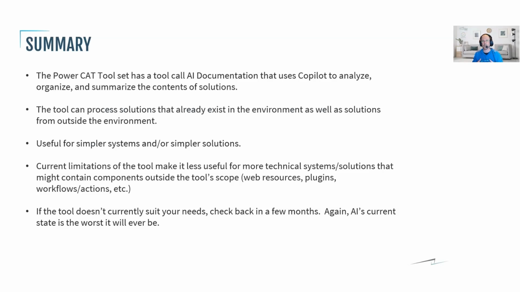It's never going to be 100%. AI is never going to get you 100% of the way there, and you probably don't want it to be. But if it gets you 70% of the way there, that's 70% of your time that you saved in that particular task. So that's incredibly useful for me and you, I'm sure, as you've got more things on your plate than hours in the day, right? So any time that you can save, anything that you can do more efficiently is always a benefit, right? So it can process solutions that already exist in the environment, as well as solutions from outside of the environment.